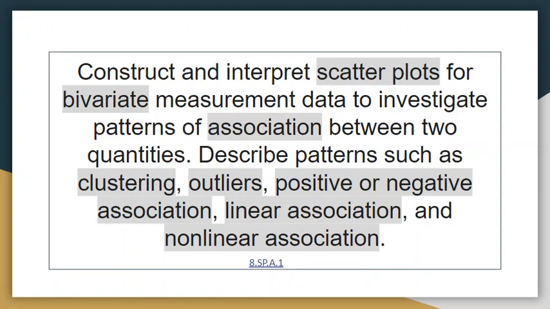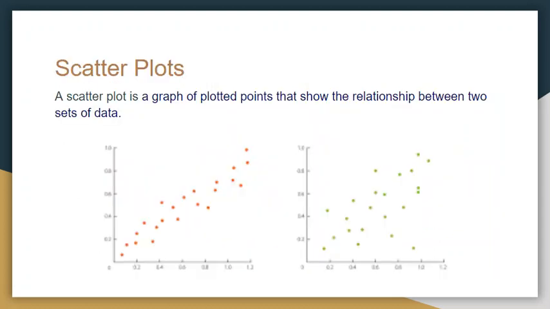The math standard for today is to construct and interpret scatter plots for bivariate measurement data to investigate patterns of association between two quantities. Describe patterns such as clustering, outliers, positive or negative association, linear association, and nonlinear association. Now let's break it down word by word.